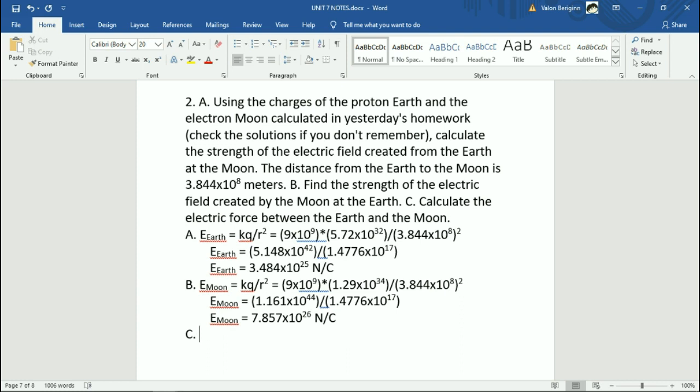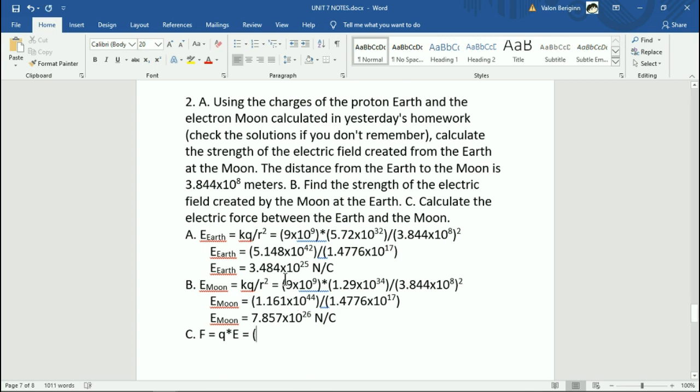Okay. Now, we can use either of these two field numbers. It doesn't matter, right? Because the force is whatever you get when you take a new charge and put it into a field. So we could either say, this is my field created by the Earth, so I can multiply it by the charge of the Moon. Or I can say, this is the field created by the Moon, I can multiply it by the charge of the Earth. And you'll get the same answer either way. So it doesn't really matter which one we pick.